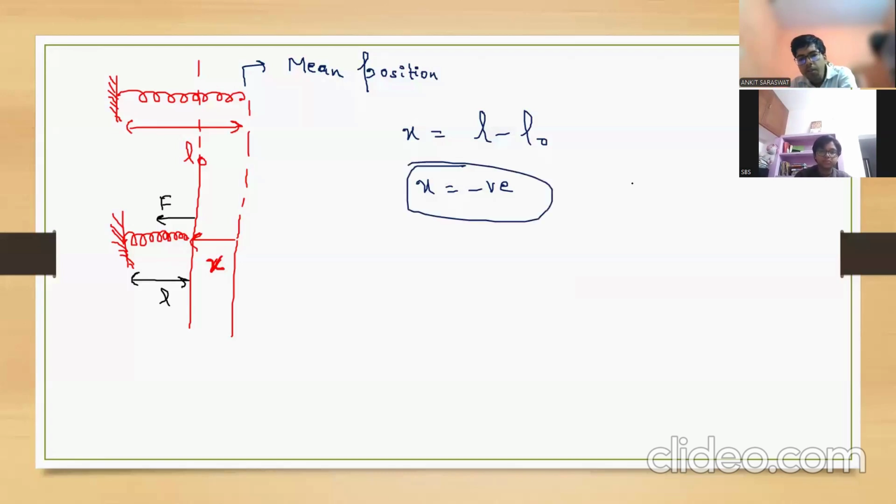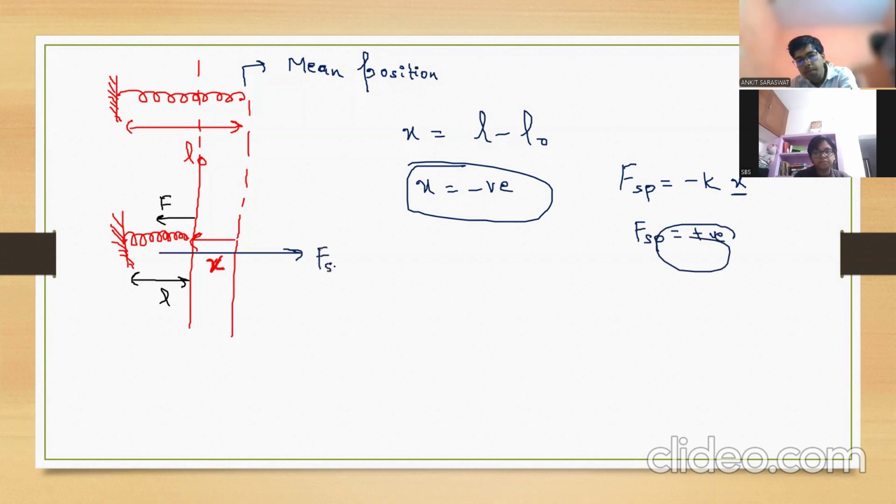Now, what is the formula of F_sp? F_sp comes out to be minus k into x. Since x is negative, one negative is already there, so F_sp will be positive. Positive means in which direction? This is the direction of spring force. So in compression, you can always check that the direction of spring force is opposite to that of extension.